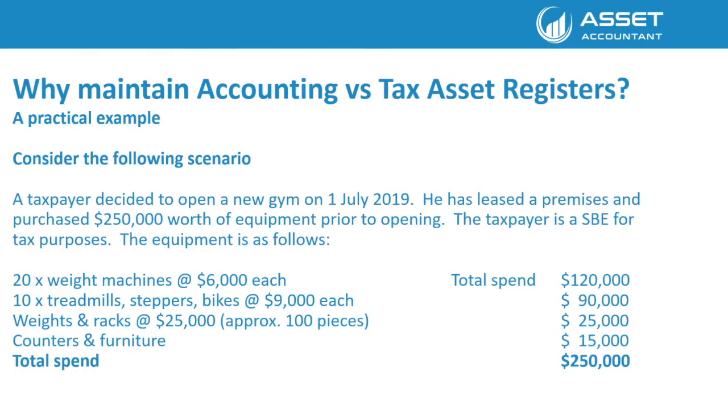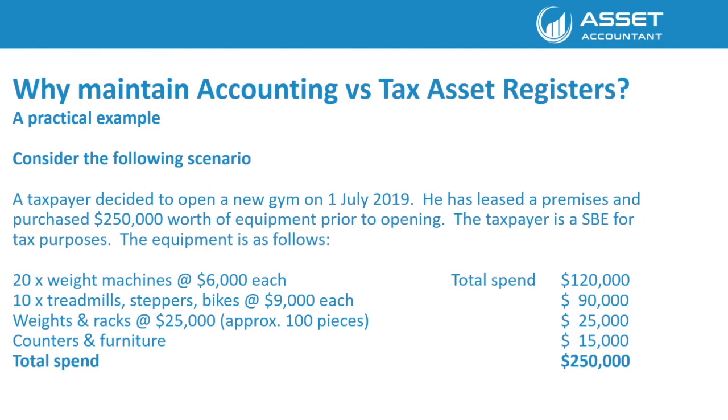So let's run through a practical example. Consider the following scenario. A taxpayer has decided to open a new gym on 1 July 2019. Gyms are a capital-intensive business. He's leased a premises and purchased $250,000 worth of equipment prior to the opening. For our purposes here, we're going to assume the purchase date and first use date are 1 July 2019. We're also going to assume that the taxpayer is a small business entity for tax purposes.